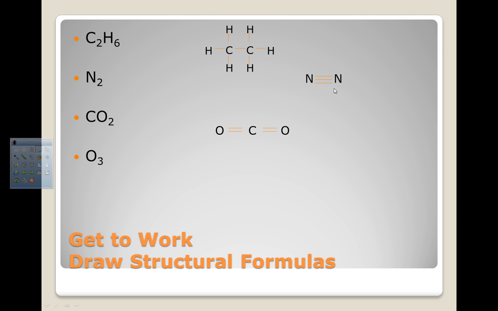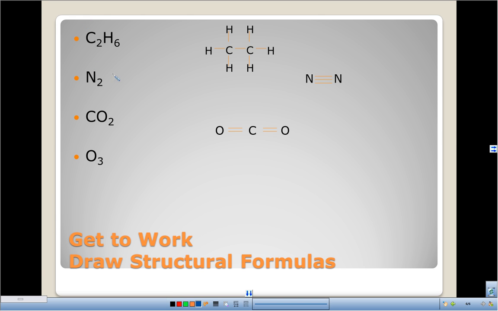Nitrogen ends up looking like this, because each nitrogen has 5 valence electrons, and there are 2 of them. That's 10 electrons. Divide that by 2, that's 5 pairs. So something's not done here, isn't it? It needs 3 more, and each nitrogen's going to get 3 more.